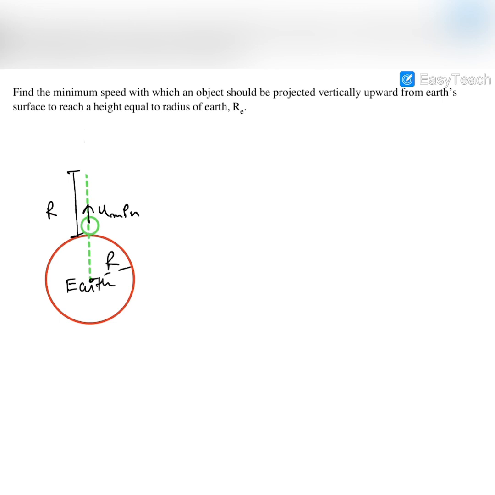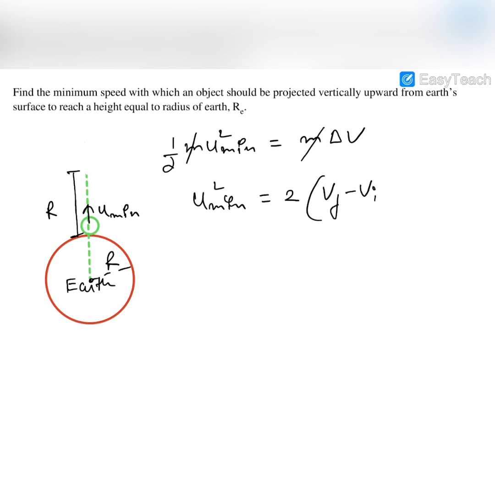Okay, so we know that the given kinetic energy, half m u minimum squared, is equal to m delta V. Cancelling this m with m, u minimum squared is equal to 2 delta V, and delta V is the change in potential. We know that as we move away from the surface of Earth, the gravitational potential energy increases, and therefore gravitational potential increases. So we should write it down as V final minus V initial.